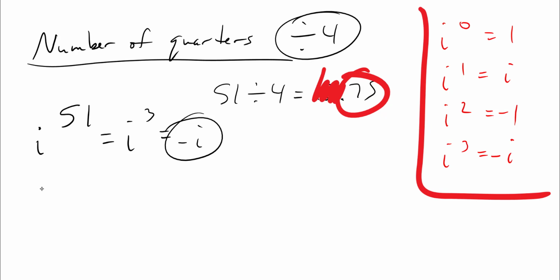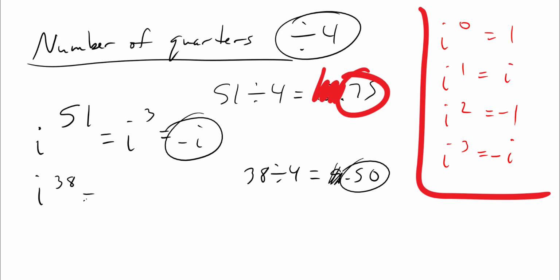All right, let's try another one here. How about i to the 38th power? On the side here, I'm going to do 38 divided by 4. If you do that, you're going to get 9.50. Again, what don't I care about? I do not care about that 9 at all. What do I care about? That 0.5, so 50 cents. How many quarters do I have? 2 quarters. What's i squared? Look at your chart. -1.